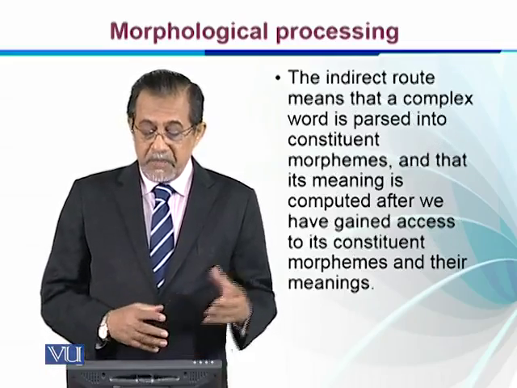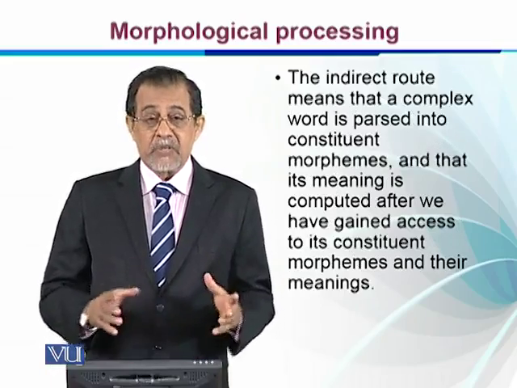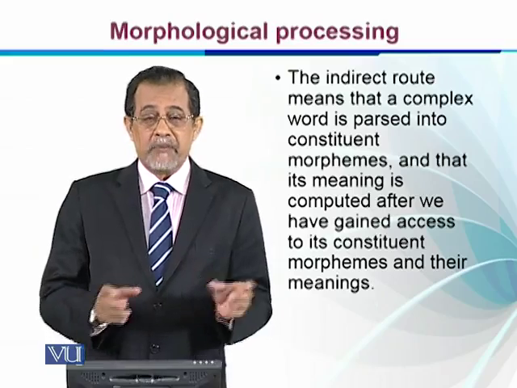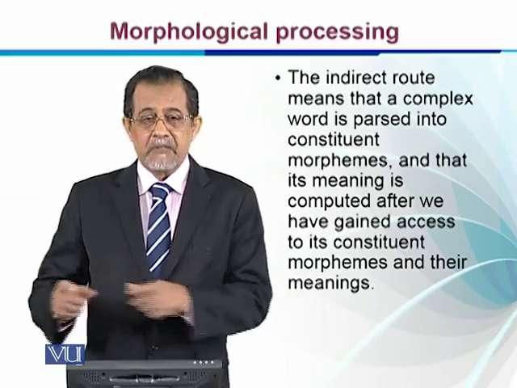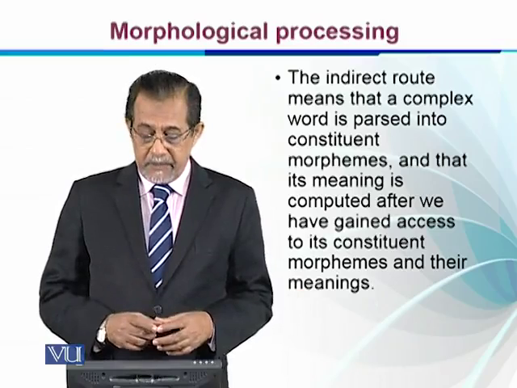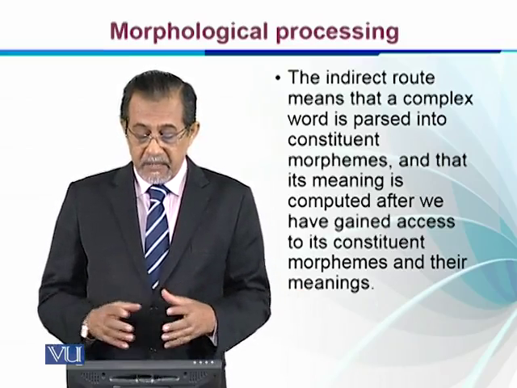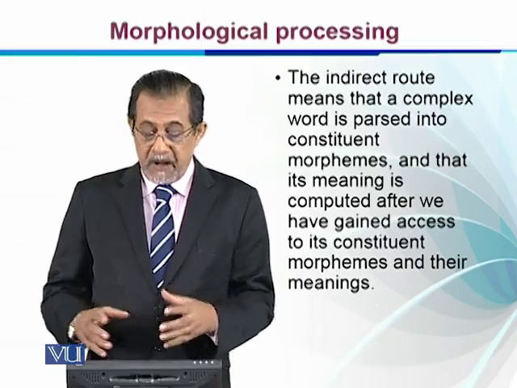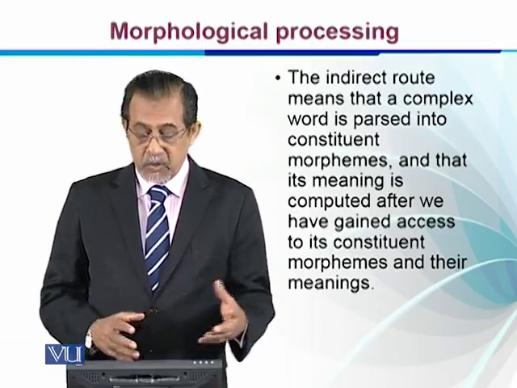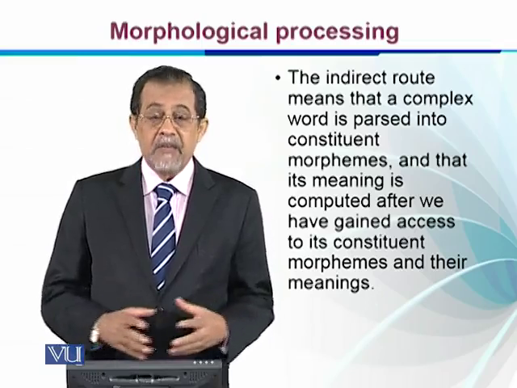The indirect route means that a complex word is parsed, analyzed into constituents. We know that this is prefix, this is base, this is suffix, right? This is the indirect route, constituent morphemes, and its meaning is computed after we have gained access to its constituent morphemes and their meaning.